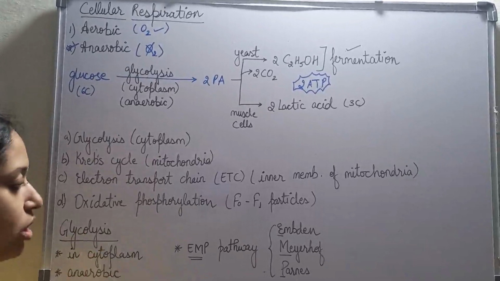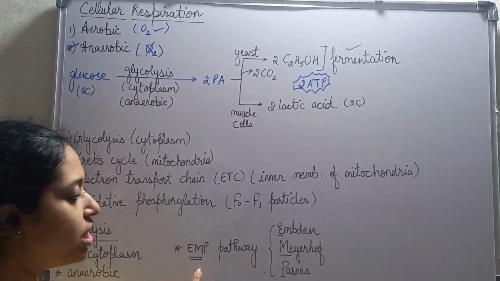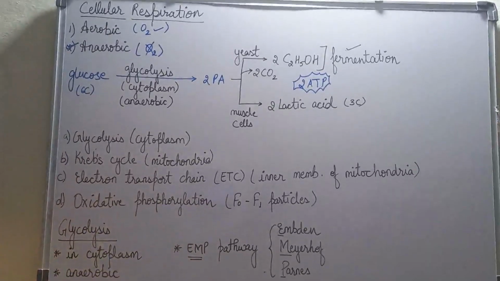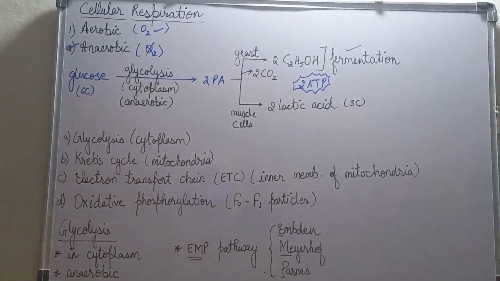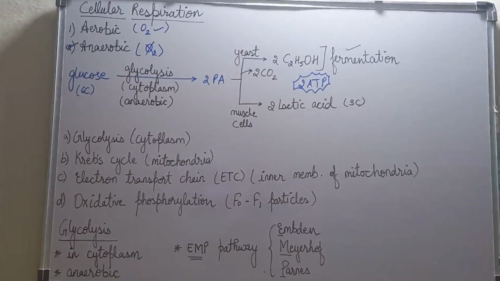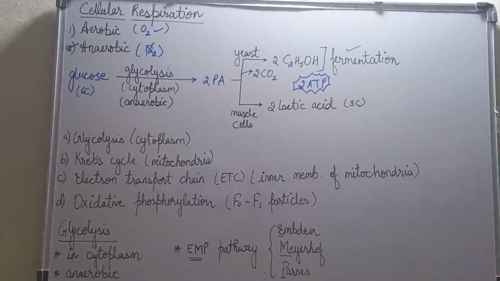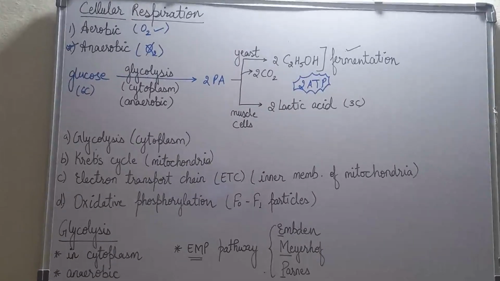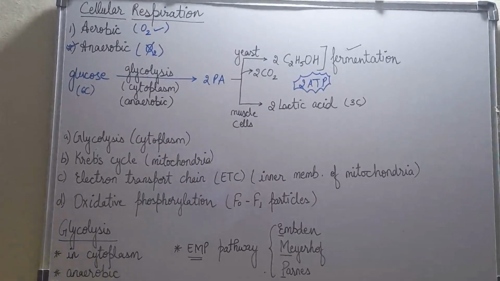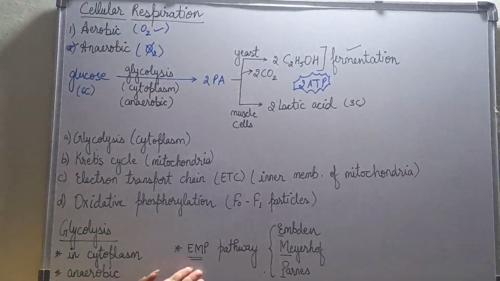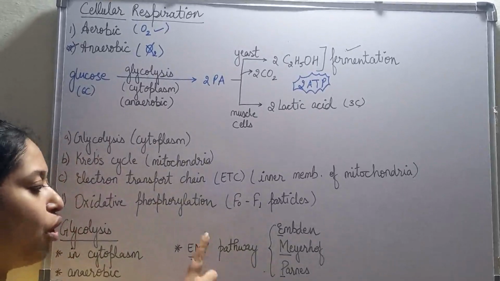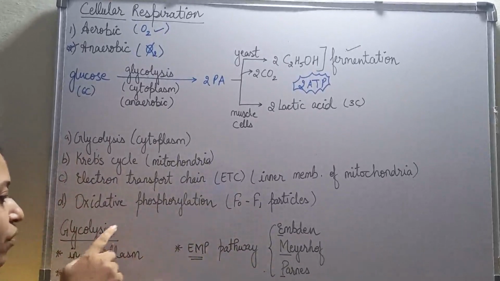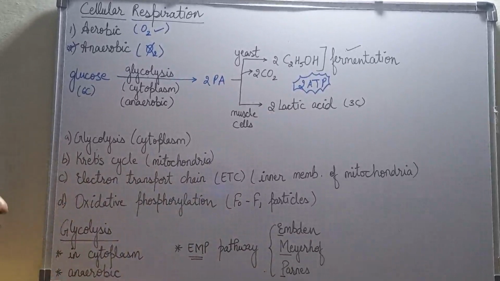Another name for glycolysis is the EMP pathway. Like our dark reaction has one more name, that is the C3 cycle, and the light reaction has one more name, that is photophosphorylation. In the same manner, glycolysis also has one more name, that is the EMP pathway. And this EMP pathway is named after the scientists who discovered this process of glycolysis.